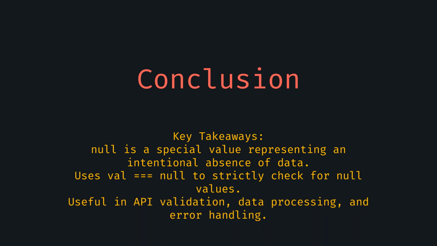This wraps up our lesson. We've learned how to accurately detect null values, ensuring correct handling in JavaScript applications. This method is useful in validating user input, handling API responses, and debugging data inconsistencies. Try using these in your projects.